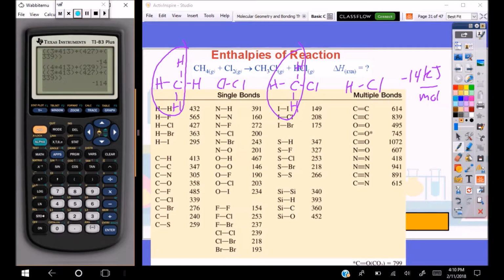Okay, so this is actually negative 114 kilojoules. I'm sorry. But still should work out the same.